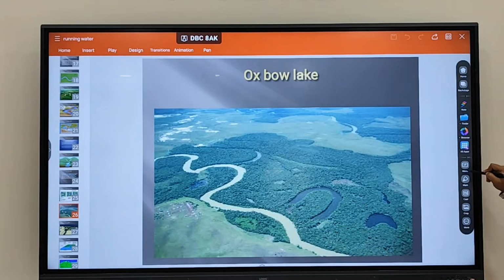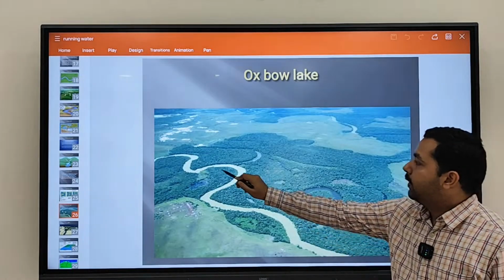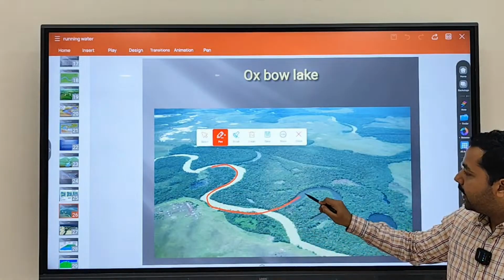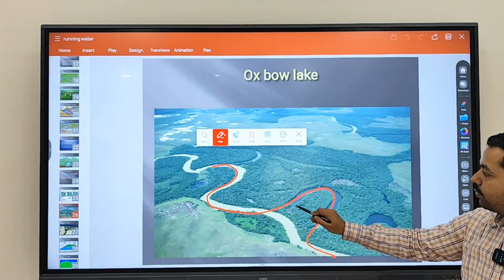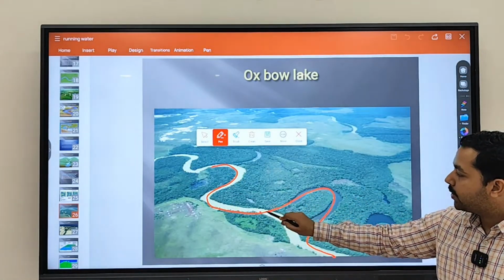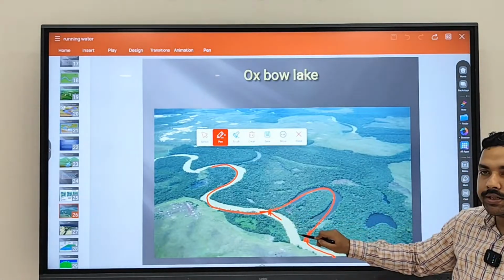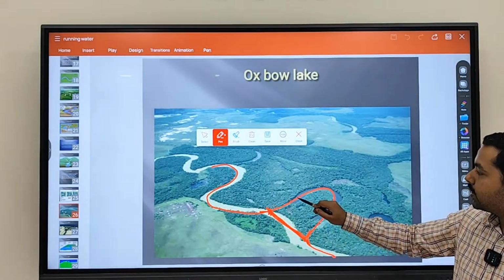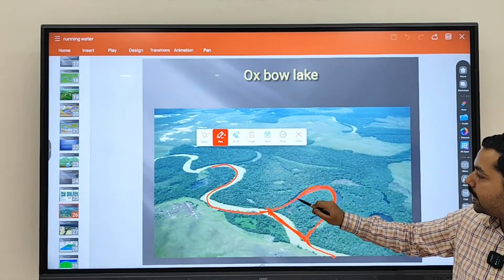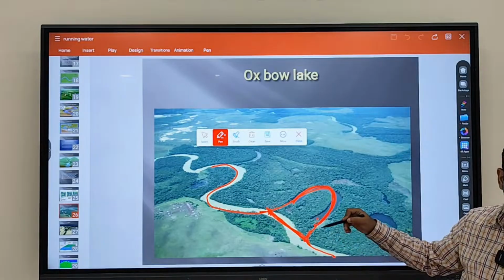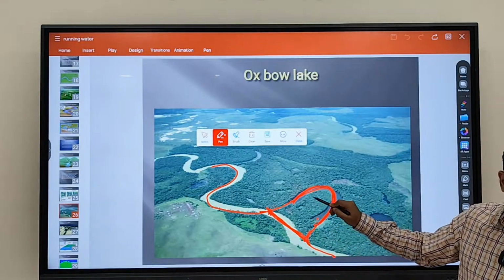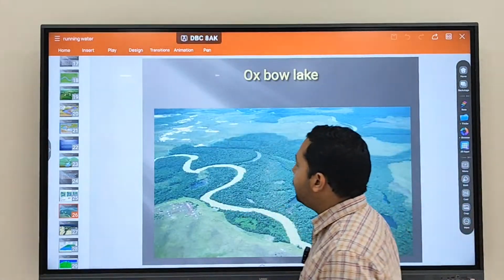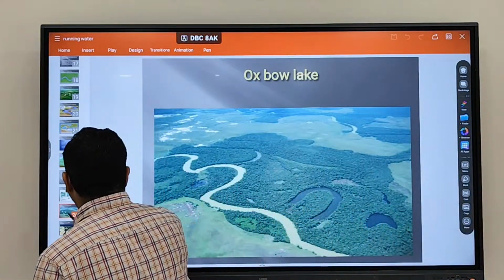So earlier river was moving like this, taking this path. But over a period of time, what will happen? Because of erosion on this edge, the river has joined together. When the river has joined together, it has abandoned this path, and the water that is there has now formed a lake, and this lake is called an oxbow lake. Clear? So it happens like this.